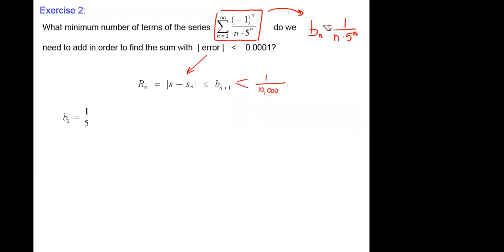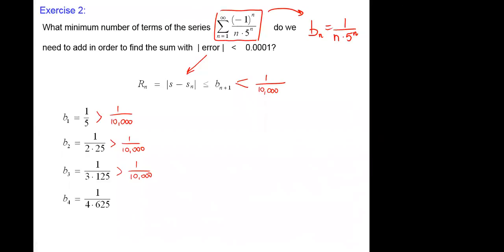B sub 1, I will substitute 1. 1 times 5, 1 over 5. Way too big. Okay, b sub 2 will be 2 times 5 to the power of 2, which is 50. 1 over 50. Way too big. Okay, b sub 3 will be 3 times 5 to the power of 3, 5 times 5 times 5. I don't think this is 10,000 or even more, because as soon as the denominator is greater, the whole fraction is smaller.